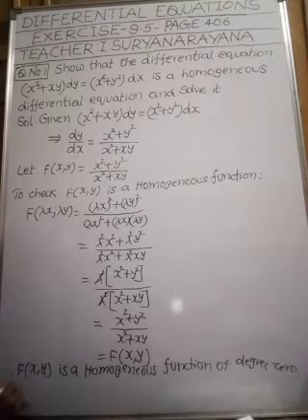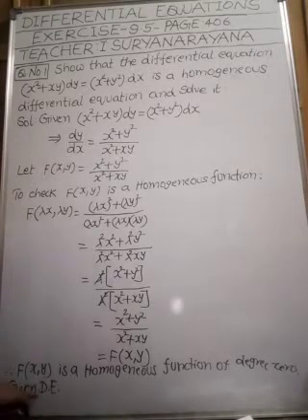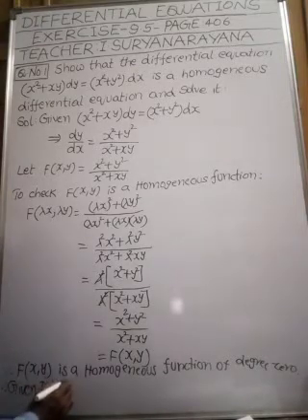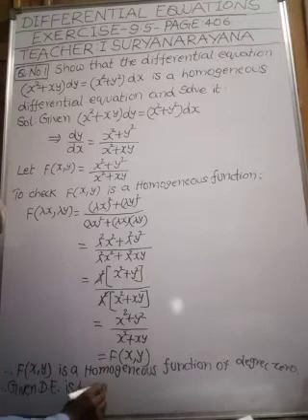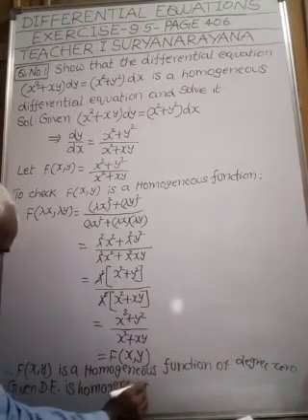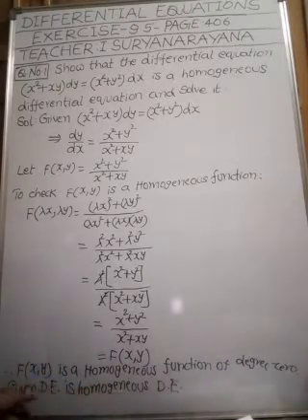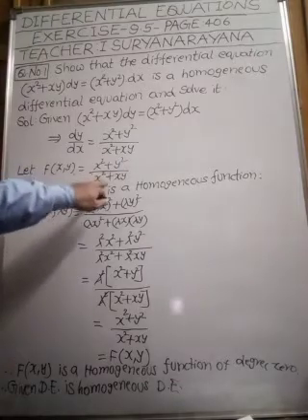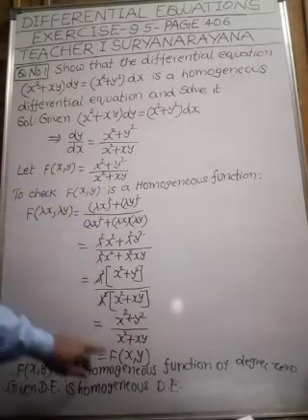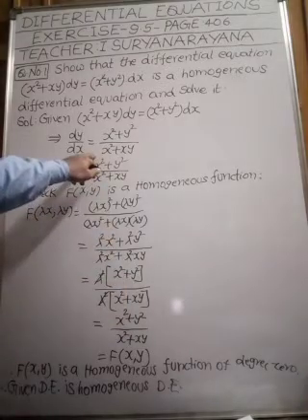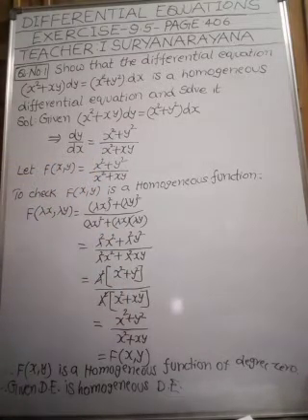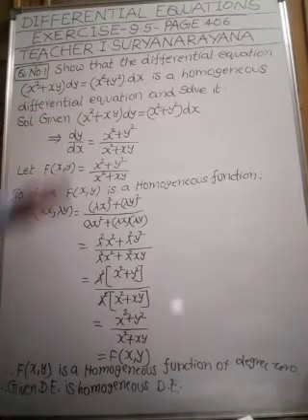Therefore, the given differential equation, I wrote in short form differential equation, is a homogeneous differential equation. Okay, my children, understood this step? Since this given function is a homogeneous function of degree 0, we say that the given differential equation is a homogeneous differential equation. Understood this point, my children? Right. So the first part of the question is completed.